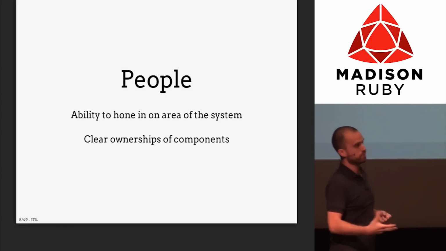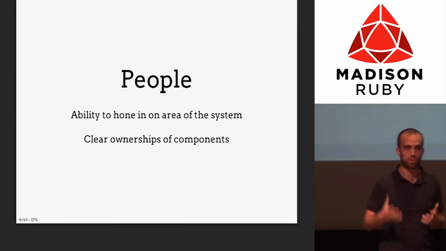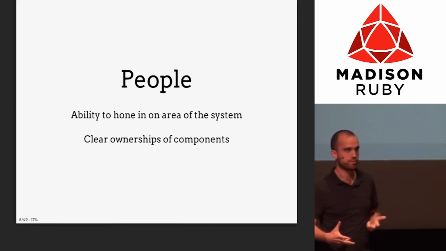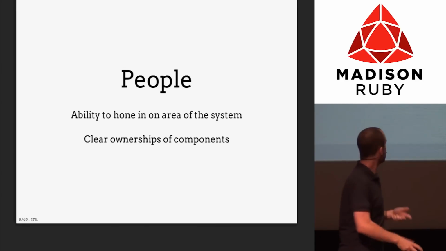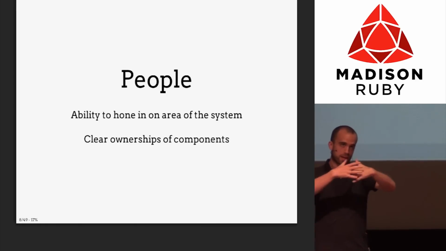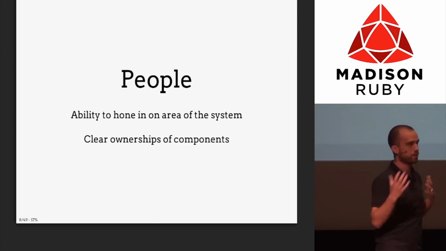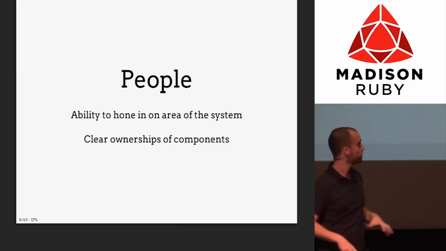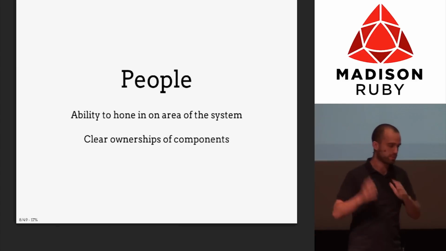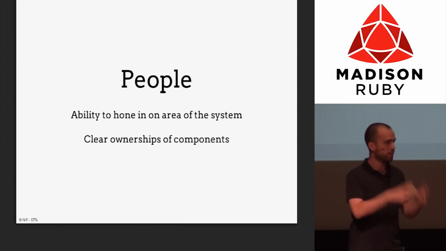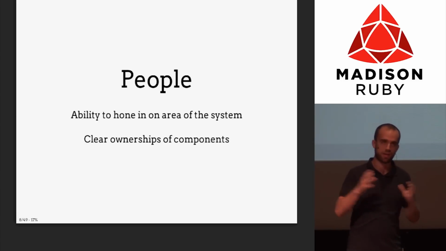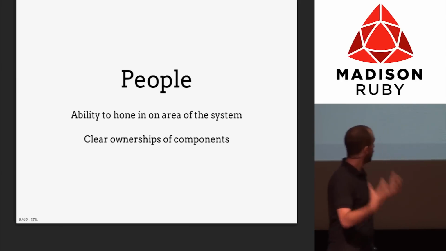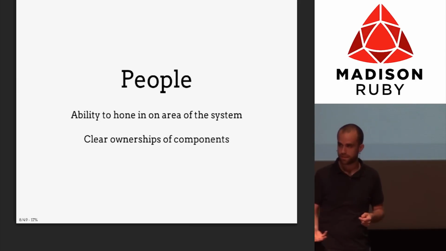And people, in the spirit of Ruby, we care about the people who are working on the software. We care about the people who are using the software, and we want the best experiences both for developers and for our users. And by creating this separation of concerns between the server side and client side and really clear responsibilities, we can give our developers better ability to hone in on an area of the system without creating lots of boundary areas where the system overlaps with itself. And there's really clear ownership of components.